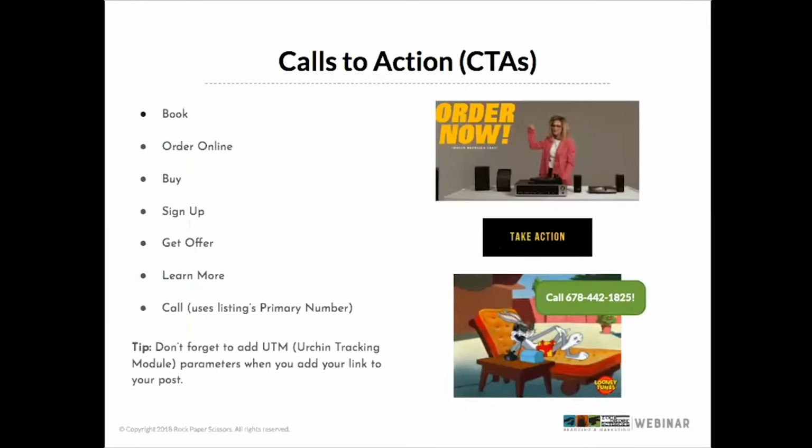So when we're talking about the call to action that I just alluded to, Google has already built in the button feature so that it really stands out. And they have predetermined this list that we have on the screen right now of the types of calls to action you can use. So you can do book, order online, buy, sign up, get offer, learn more, or call. So it allows you to select the type of call to action that you want, and then you get to customize where that link goes.